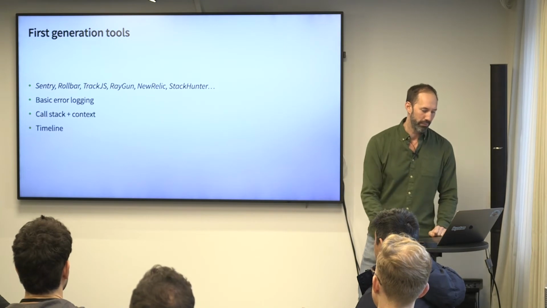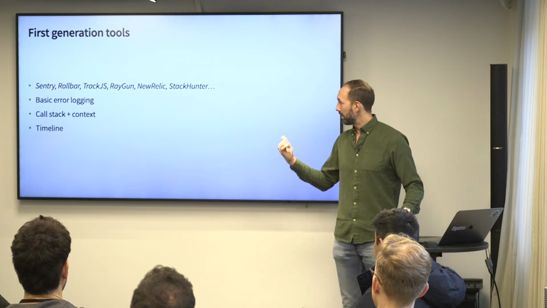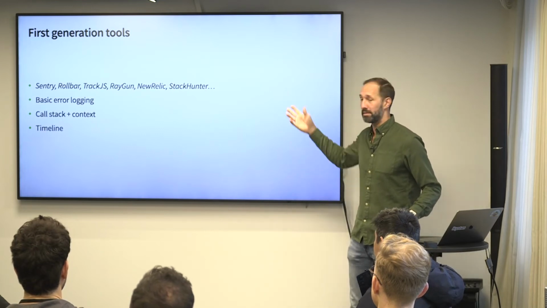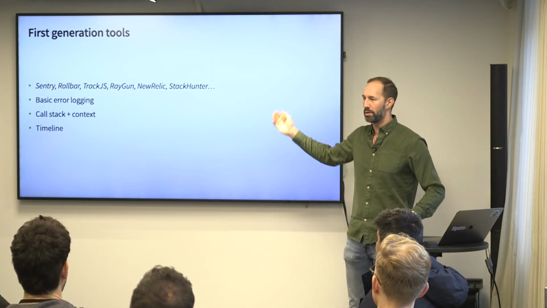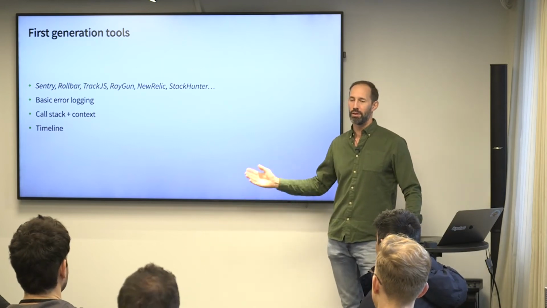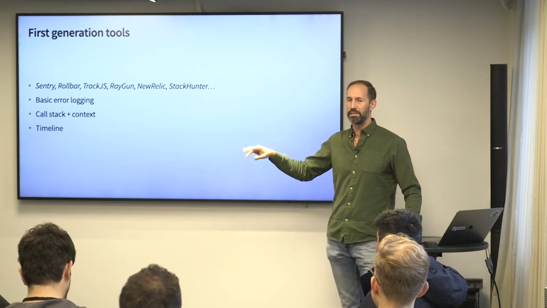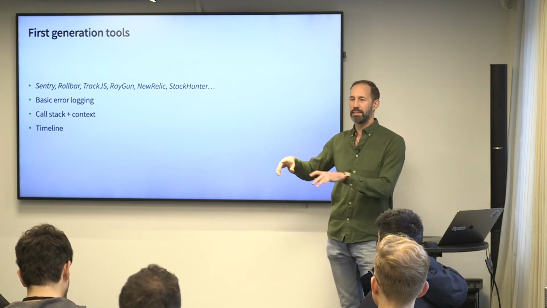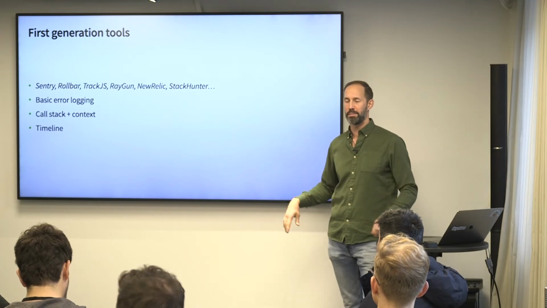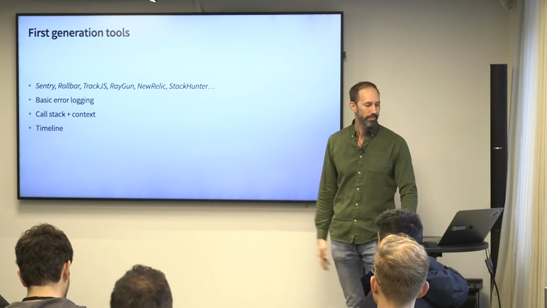So if we talk about first generation, we're looking at tools like Sentry, Rollbar, Track.js, Raygun, New Relic, Stack Hunter, and the list goes on. I could add 20, 30 more, giving you basic error logging. Under the hood, it's all of what I showed you before, those lines. Like listen for error events, send it to a server, and then do nice aggregations, charts, animations, etc. But it all comes from that error object. That's it.